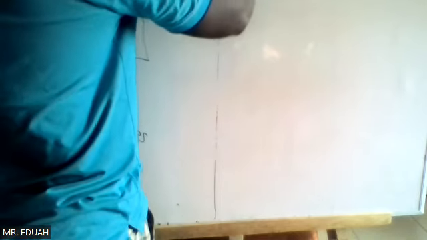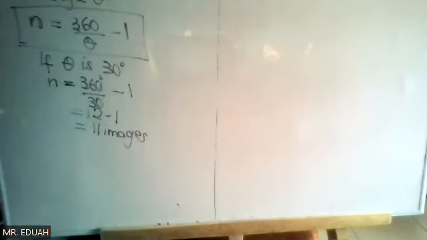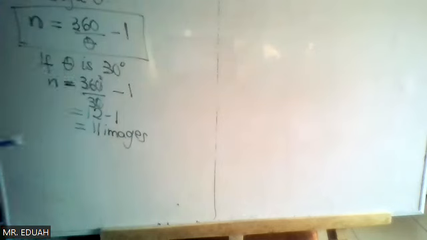So theta 60, and then 5 images. Then 90 will be 3, I guess. Yes. 90 will be 3. Then 0. Zero degrees. What did you get for 0?